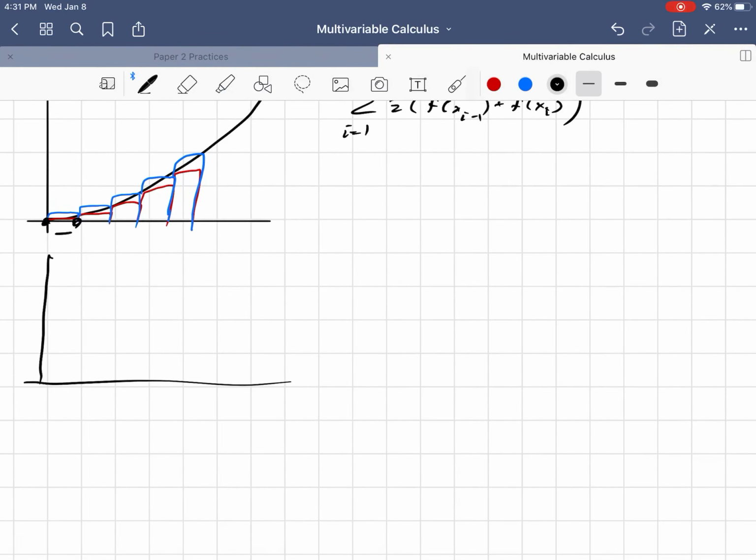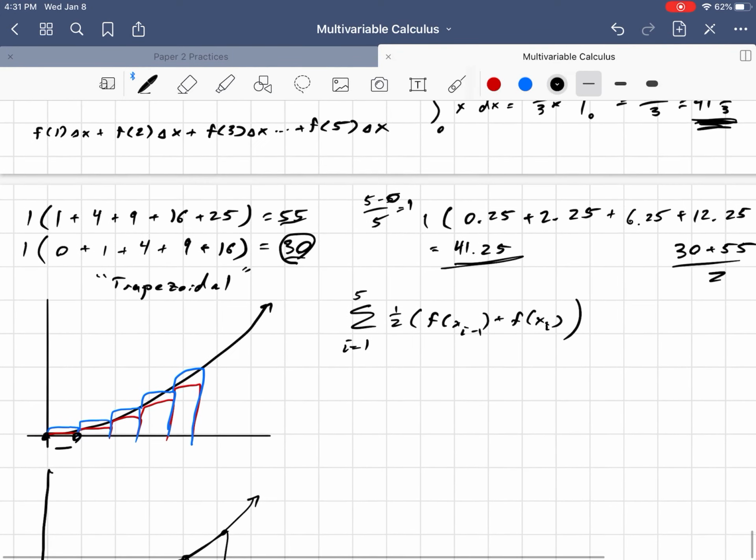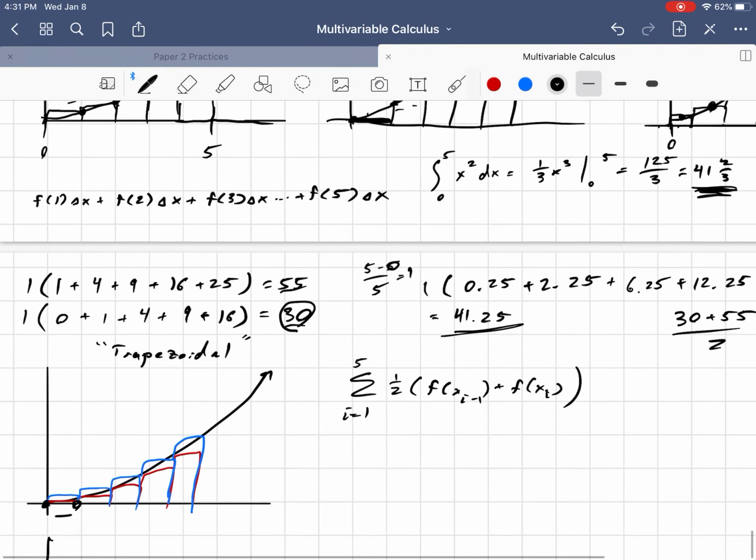So with the trapezoidal sum, your area approximations will look roughly like this. They'll go from here to here, and we have one from here to here, and they connect up kind of nicely. Your book probably does a better drawing than this, but in other words, you're just halving the left Riemann sum plus the right Riemann sum.